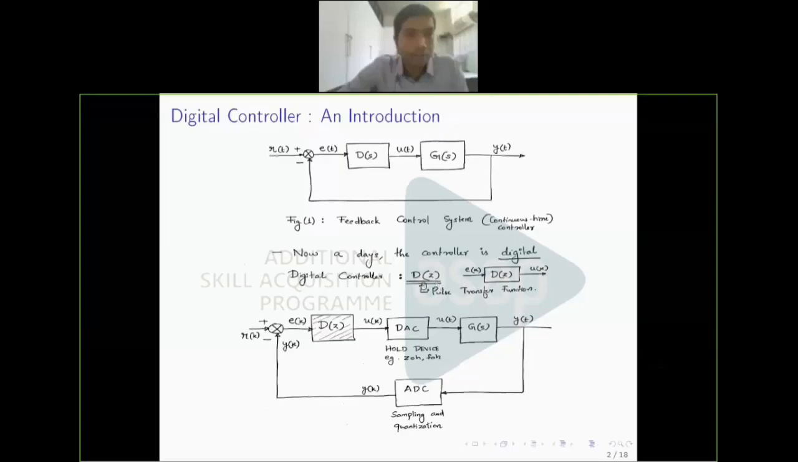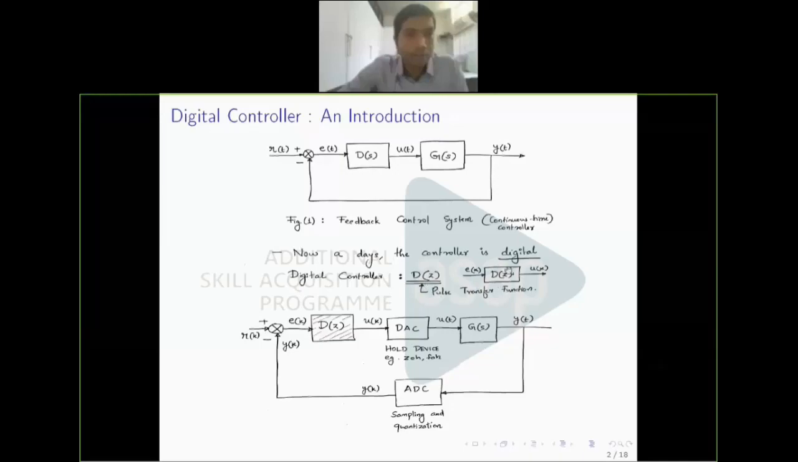So I'm hoping that you already know about pulse transfer function, which is basically the form in which you can give digital input and obtain digital output. So if the digital controller is available in pulse transfer function, then you can implement that in a digital controller.